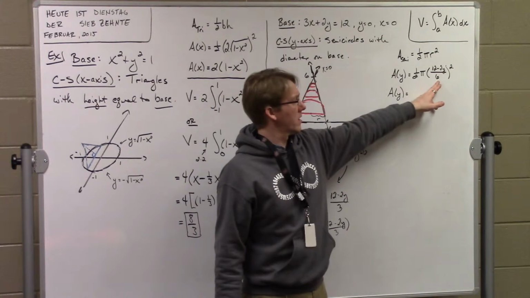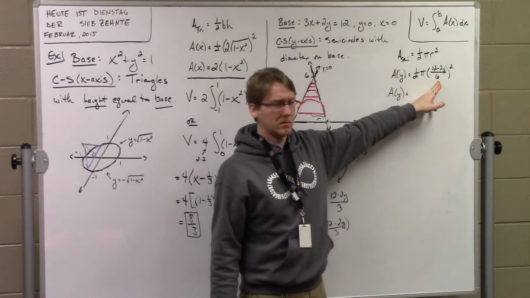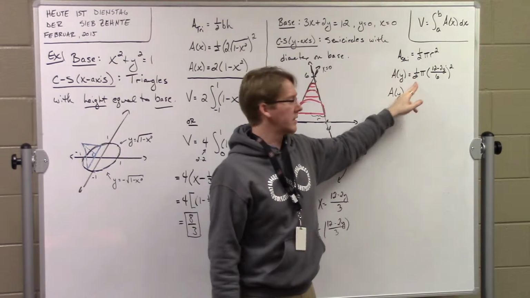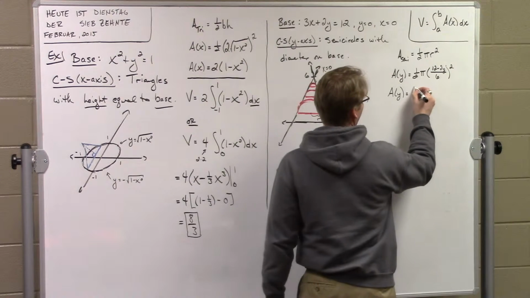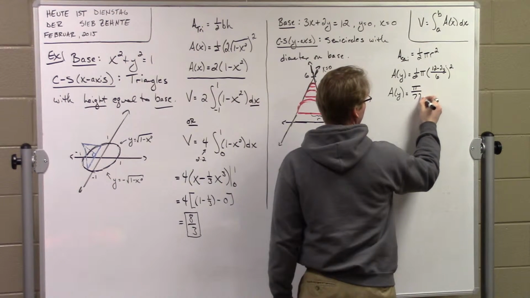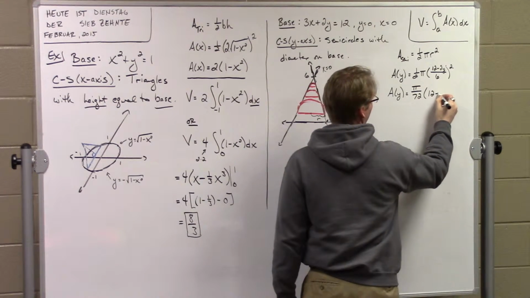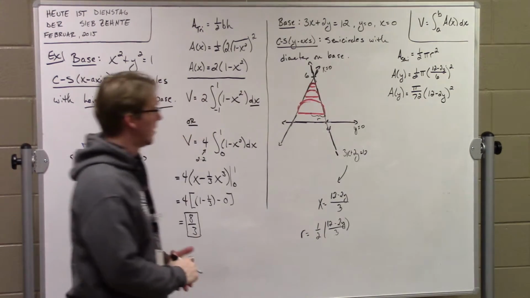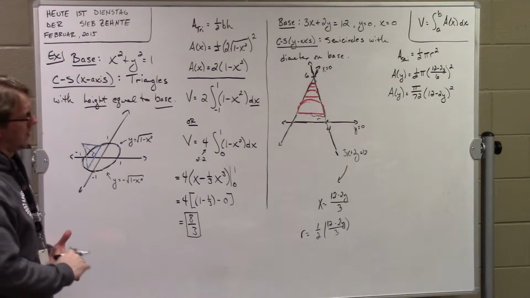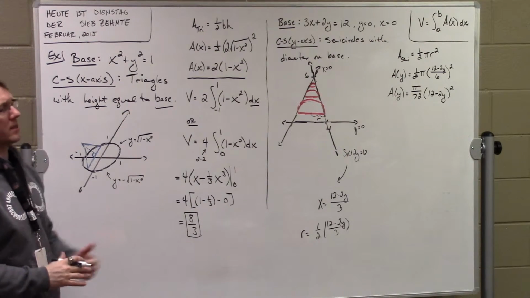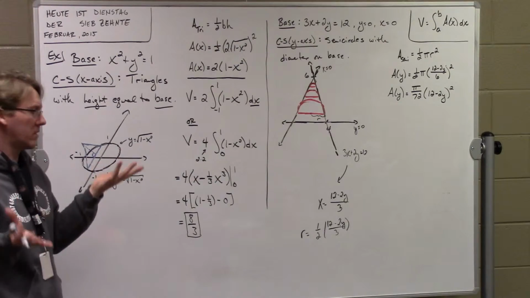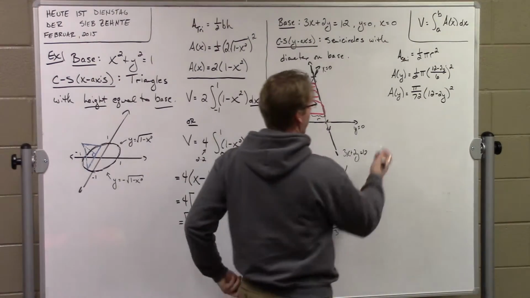Okay, the 6 squared is going to be 36. The 36 and the 2 are going to make 72. So I'm going to have pi over 72, and then 12 minus 2y squared. Again, you could have left it exactly the way it was before. More numbers to deal with in your antiderivative, but whatever. Okay, there's our area.